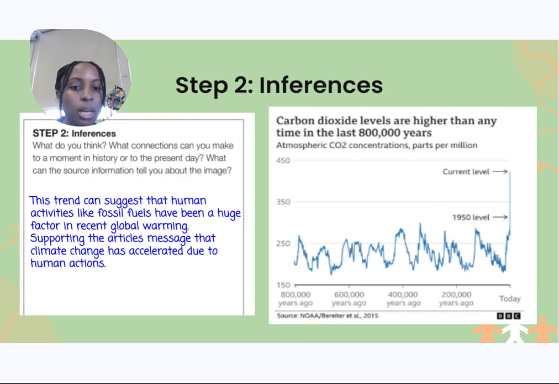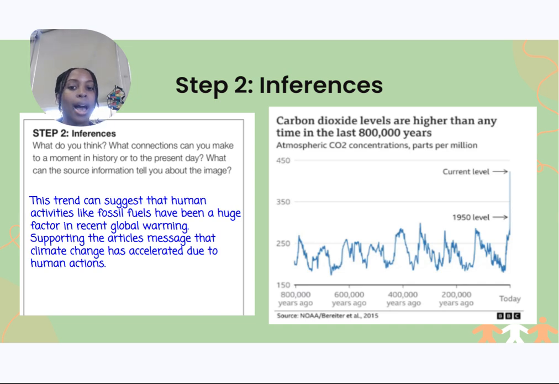Let's move on to step two, which is inferences. Inferences is basically what you think. You want to continue applying the knowledge that you know. I want you to notice how the temperatures increase after the 1950s and think to yourself, what could be causing this increase? So you have to think, okay, humans are driving more cars, there are more people, there's more pollution, and all of those things you can add to your inferences.